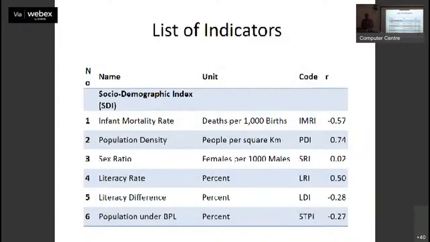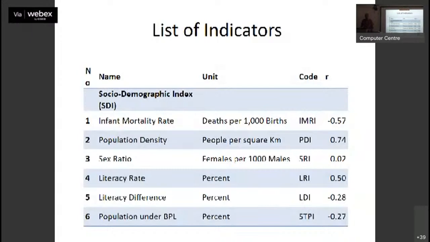The more the population density, the more the per capita income, because all districts are growing fast where the density of population is very high. Or you can say population is migrating towards that district which is growing very fast. Sex ratio has a very poor correlation. There is not much difference in the sex ratio. It does not have a strong correlation.